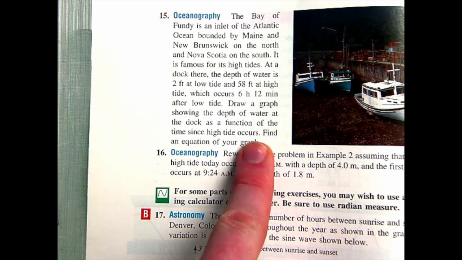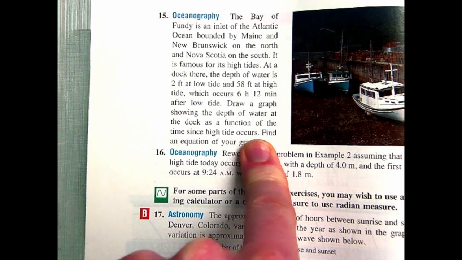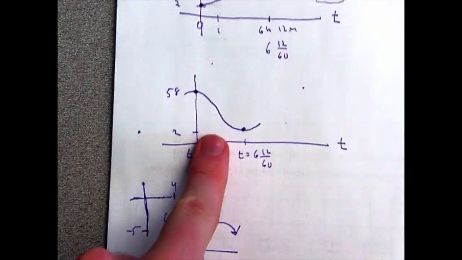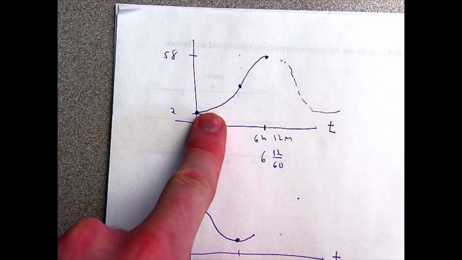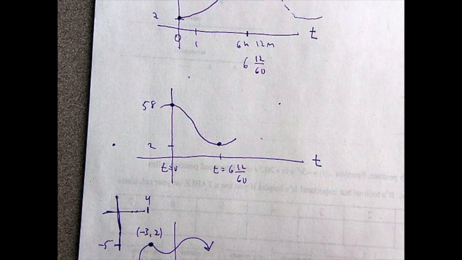That's telling you that t represents the number of hours past high tide. That means they want this picture, not this one. Okay, this is the diagram corresponding to t being the number of hours past high tide. So watch out for that slight ambiguity.